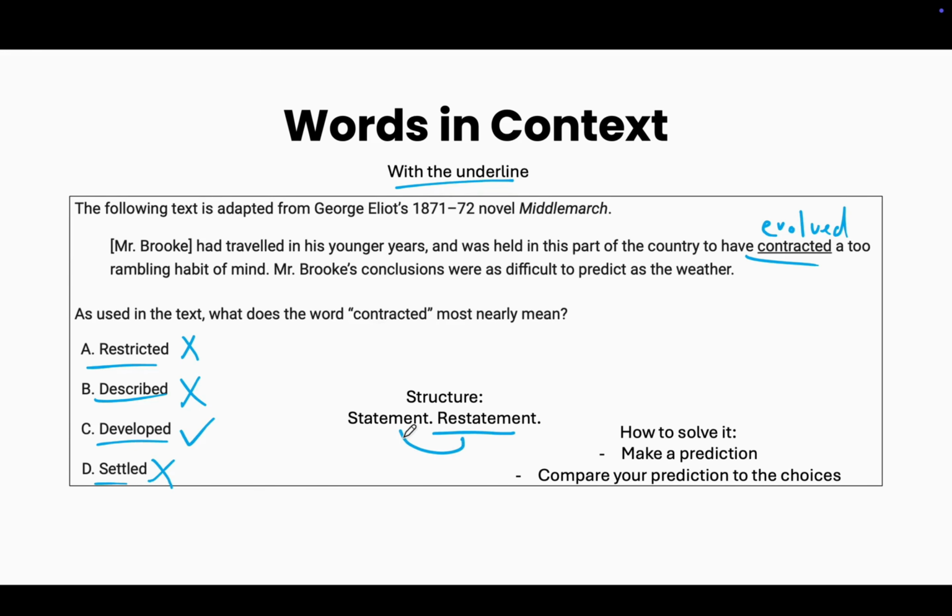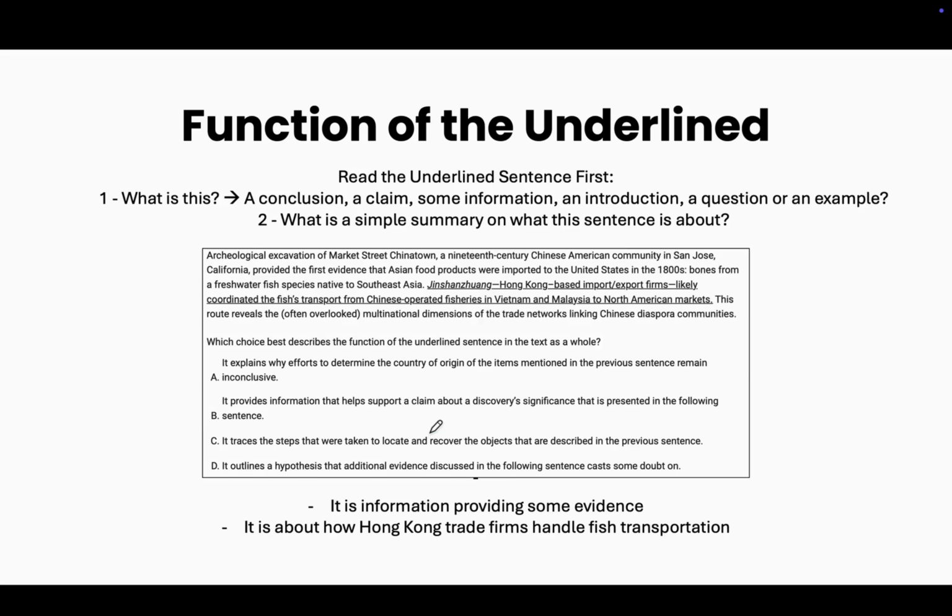Now let's move on to something people don't talk about as much, but many students get these questions wrong, which are function of the underlined sentence questions. For these questions, I read the underlined sentence first, and I ask myself two questions. First, what is this? Is it a conclusion, a claim, some information, an introduction, a question, or an example? Then I ask myself, what is a simple summary of what this sentence is about?